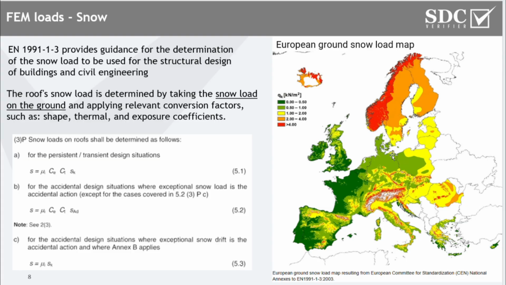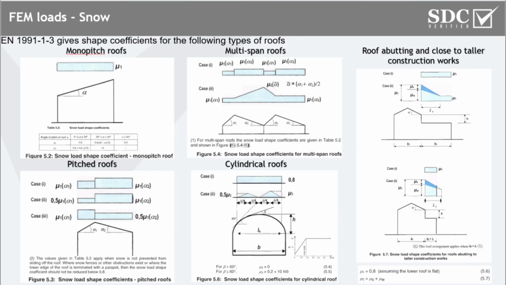The pressure of the snow should be calculated based on the snow load on the ground, the shape coefficients and thermal coefficients. If we go to the next page, we can see the shape coefficients of the roof. It can be a mono-pitch roof, pitched roof, multi-span roof, cylinder roof, or roofs abutting taller construction works. So in the Eurocode standard, everything is prescribed and it is easy to calculate.